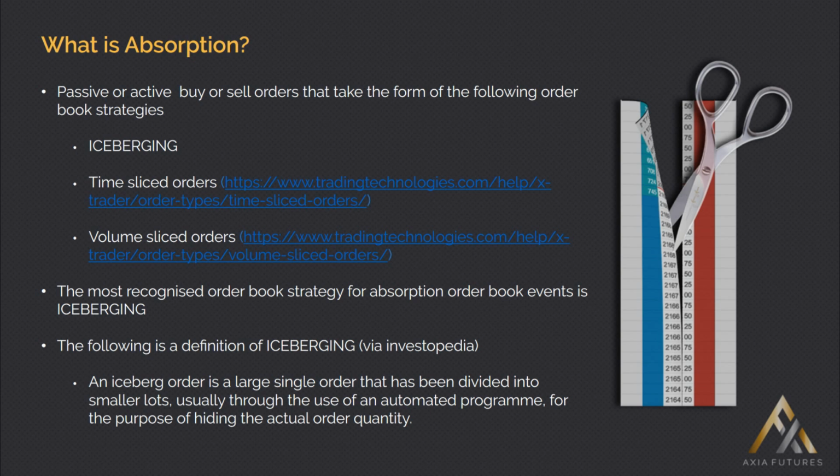The following is the definition of iceberging via Investopedia. An iceberg order is a large single order that has been divided into smaller lots, usually through the use of an automated program for the purpose of hiding an actual order quantity.